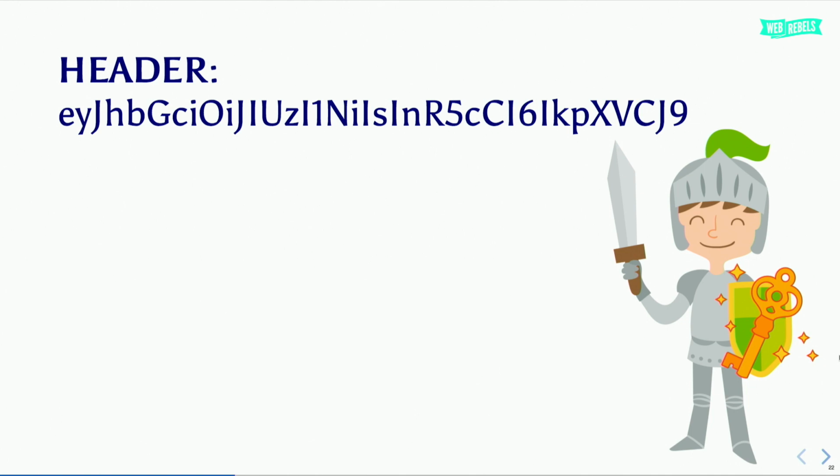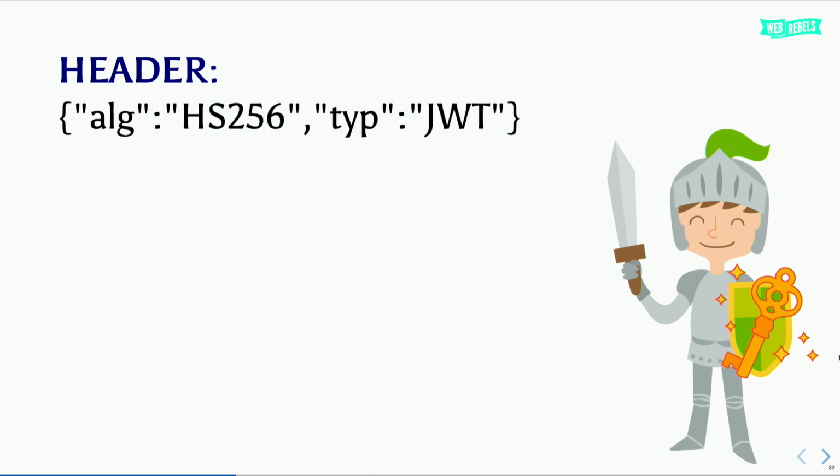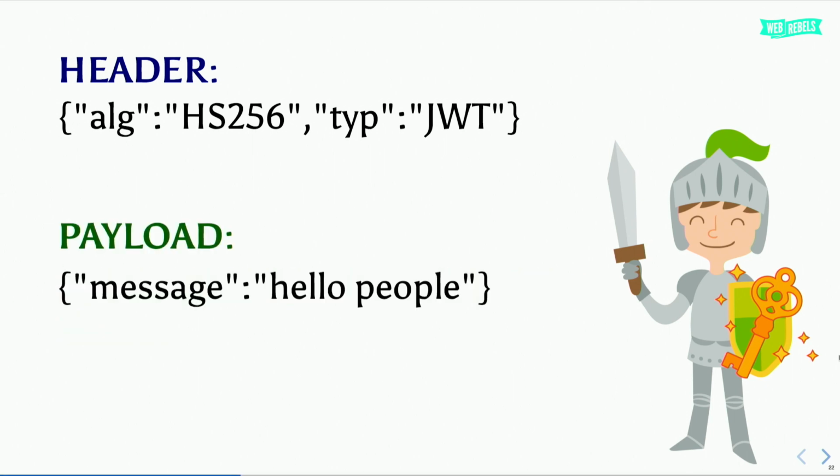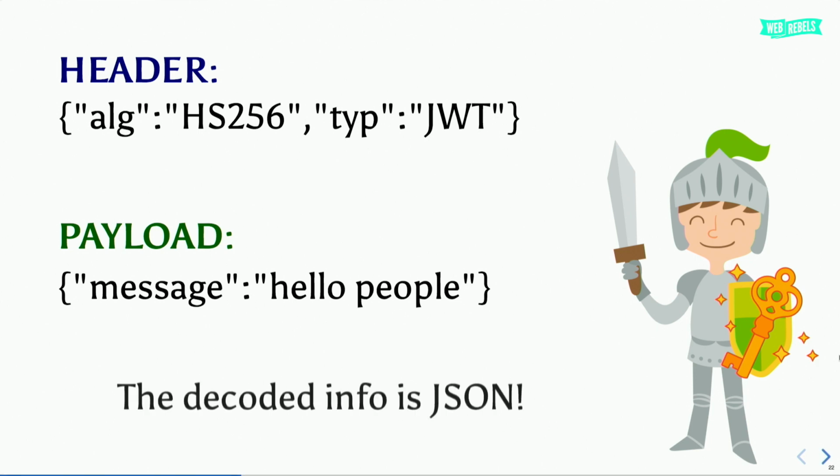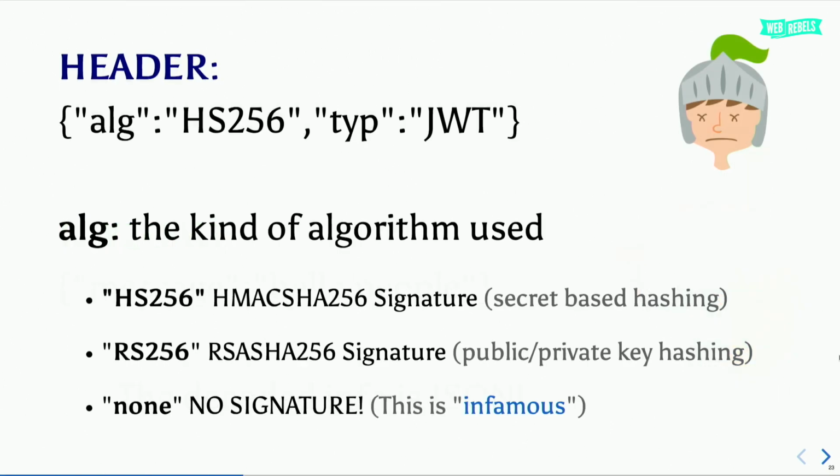So let's take the header. It looks like this. If we apply base64 URL decode, that's what we get. Then let's do the same for the payload, and that's what we get. So basically, you can see that the information contained within a token is just JSON data, right? Let's try to understand it even better. The header is telling us alg, which is the kind of algorithm that we are using in this token, and then we have a generic type which says this token is a JWT token.